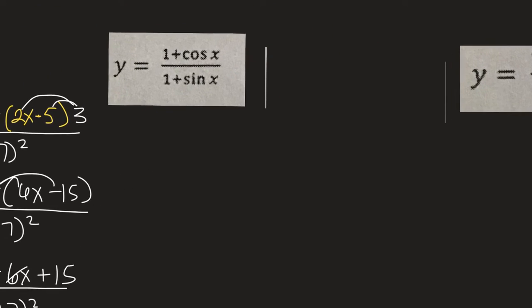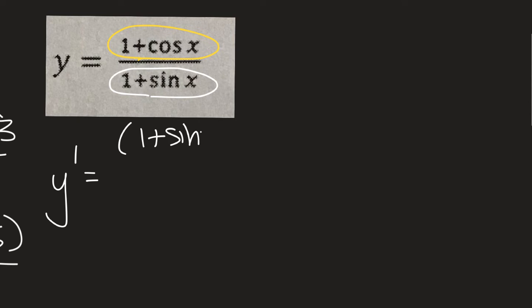Okay, so let's see. Here we have a nice trig one, but we're still going to apply that same rule. Here is your denominator, and here is your numerator. So we'll start off with the low function, or your denominator function. That would be 1 plus sine x times the derivative of 1 plus cosine. There's no derivative from 1, so the derivative of cosine is the sine.